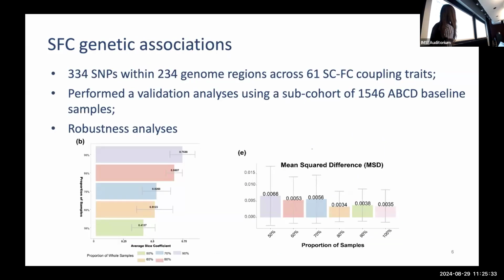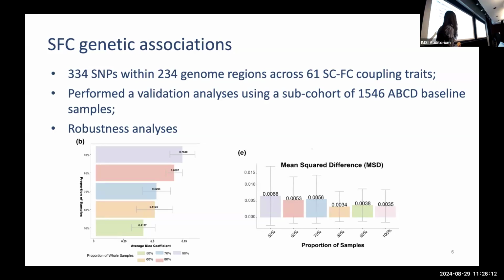We have done genetic association, which actually sounds really ambitious given the sample size is quite small. Eventually, surprisingly, we identified lots of signals, but given the small sample size, we need to do lots of replication and validation analysis. So we performed a validation analysis using a slightly larger cohort from the ABCD data and replicated some of our identified signals. We have also done robustness analysis, like subsampling 90% of the sample, 80% of the sample, and decreasing that to see the agreement of our results.